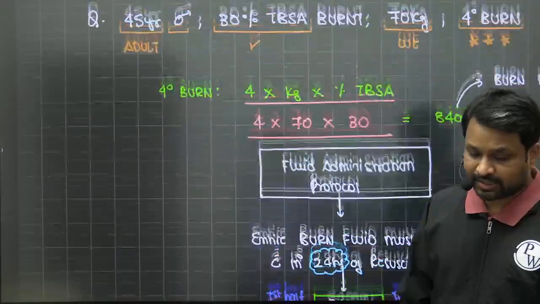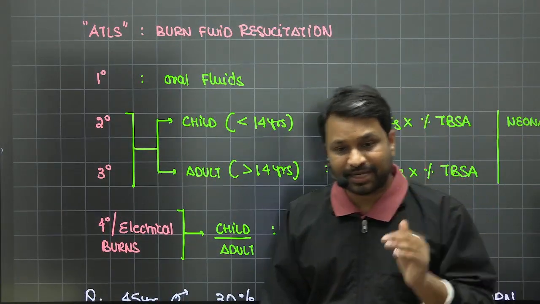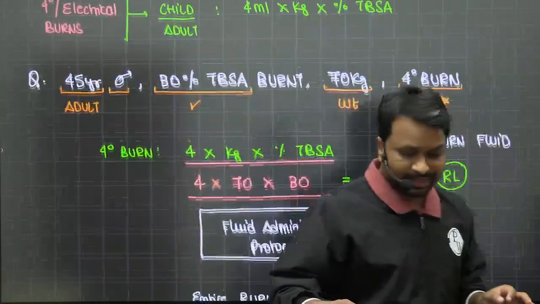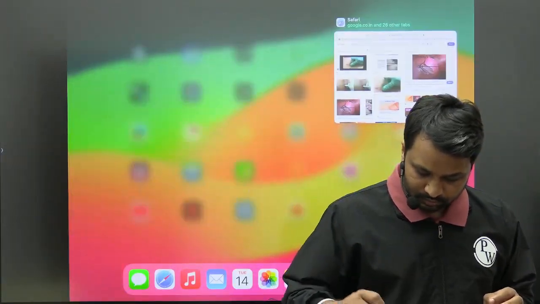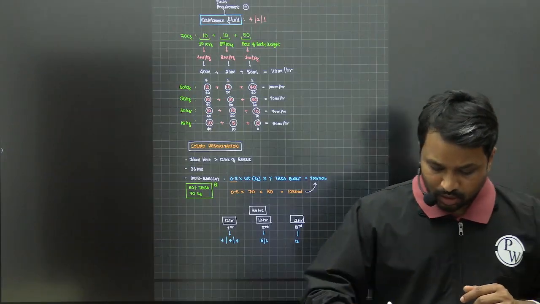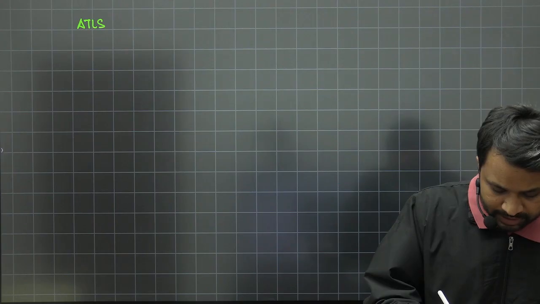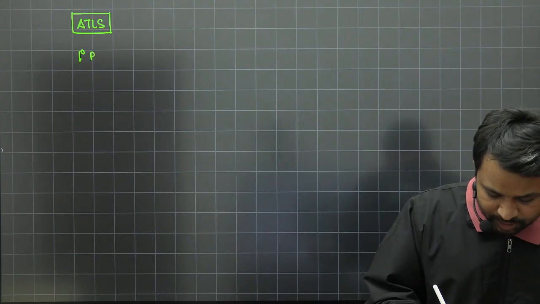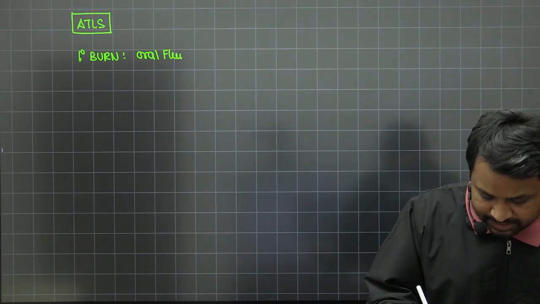So we started the resuscitation protocol with the ATLS formula. We looked at how the ATLS formula has been designed based upon the percentage of the total body surface area burnt, and how the complete fluid is calculated. Okay? Right, so to summarize, according to the ATLS protocol for burn fluid resuscitation, the first degree burn would only require oral fluids, and the patient can be sent home as well.